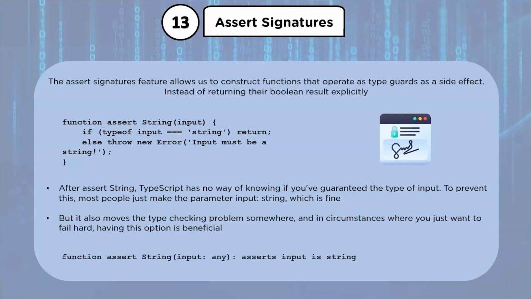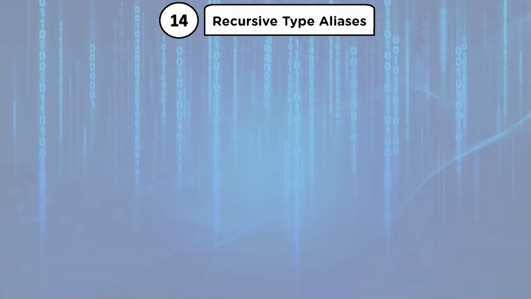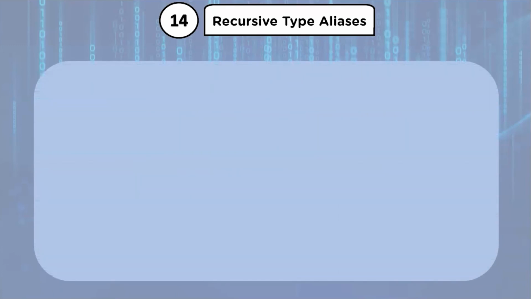If this function ever returns, TypeScript can narrow the type of input to string, exactly like it would be if it were inside an if block with a type guard. To make this safe, the assert function must either throw an error or not return at all if the assertion isn't true. And lastly, we have recursive type aliases.